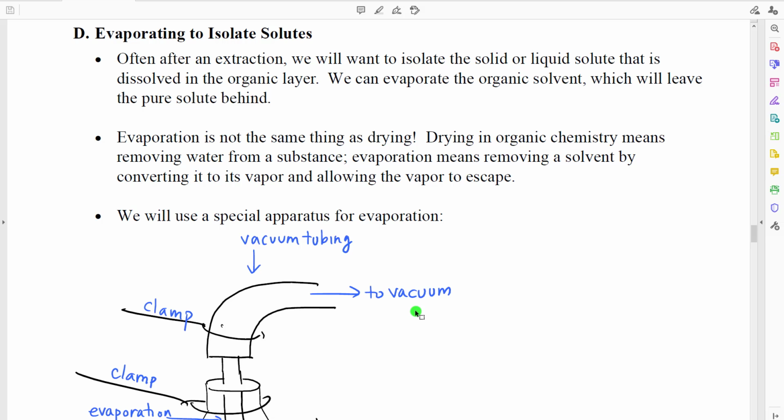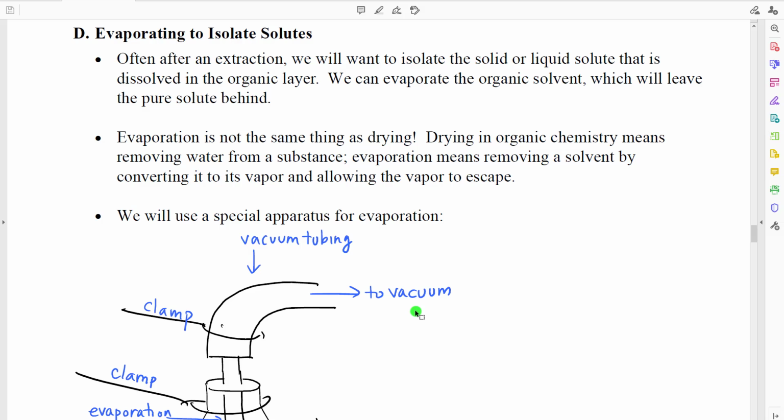Very often after an extraction, we will want to isolate the solid or liquid solute that's dissolved in the organic layer. In order to do this, what we can do is evaporate the organic solvent and leave the pure solute behind as a residue.